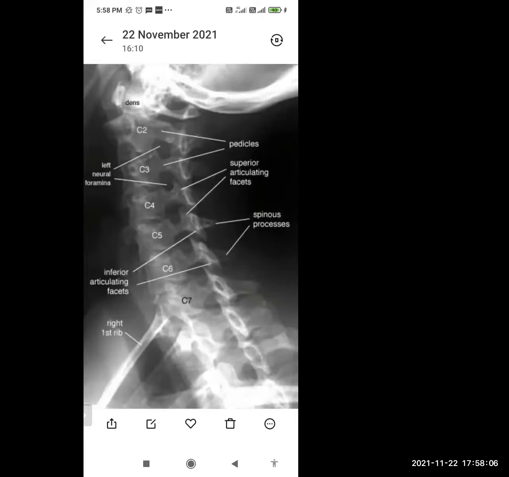This is another view, the oblique lateral or oblique anteroposterior view. It's between the anteroposterior and the lateral view. You can see the foramen very clearly and the articular facets. This is useful for viewing spondylolisthesis, the slipping, okay, the pars interarticularis.